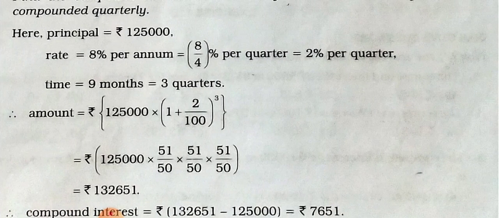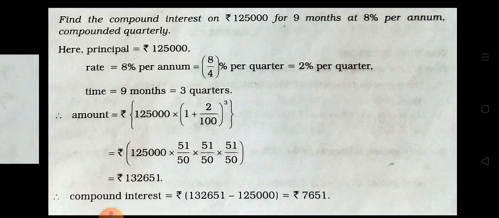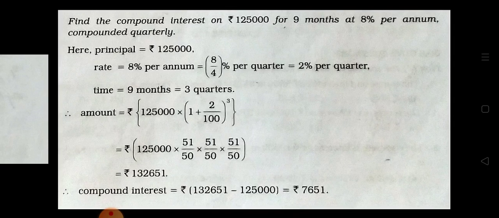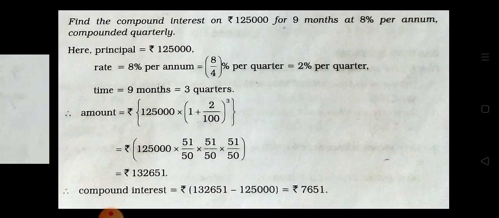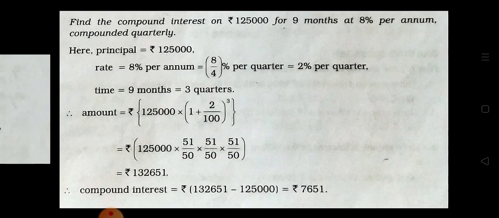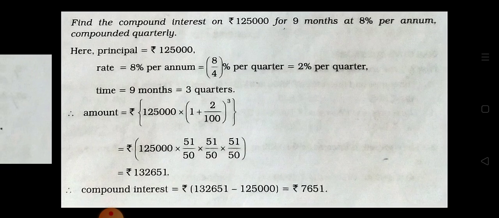So students, let's see one question. Find the compound interest on 1,25,000 for 9 months at 8% per annum compounded quarterly. Here you can see the rate is 8% and the time is in quarters. So we have to calculate how many quarters are there in 9 months. In a year there are 4 quarters, 3 months each, as I said earlier. So for 9 months there are 3 quarters. You can see here the time is 3 quarters.